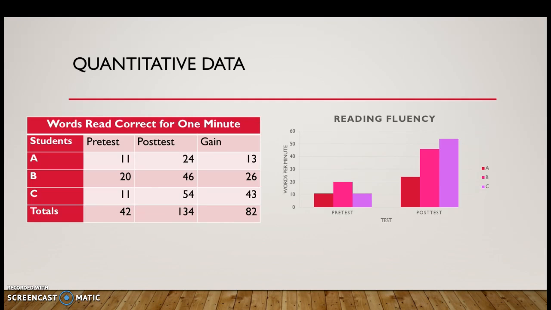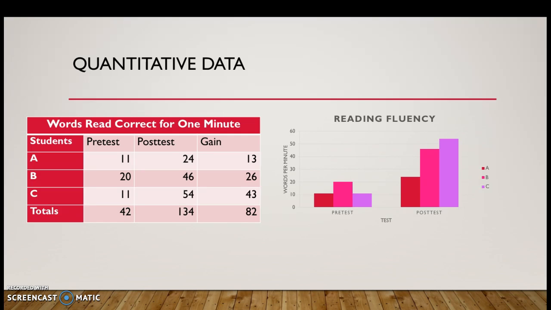As you can see in front here, I have words read correct for 1 minute. I have a table that shows student A, B, and C. Student A started off with 11 words read in 1 minute, and then at the end of the 3 weeks had 24 words read in 1 minute, which gave a gain of 13. Student B started off with 20 and ended with 46 words, which gave a gain of 26 words in 1 minute. Student C started off with 11 as well, just like student A, but ended with 54 words read in 1 minute, which had a gain of 43.